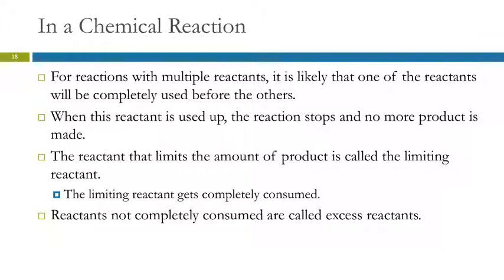So in chemical reactions where we have multiple reactants, it's very common that one of the reactants gets used up. When that reactant is used up, just like making pizzas, the reaction stops. No more can happen. And so that reactant limits how much can be produced. The other stuff is not completely used up. There's extra. And so that's called excess reactants. So one of them gets used up and the rest are in excess.